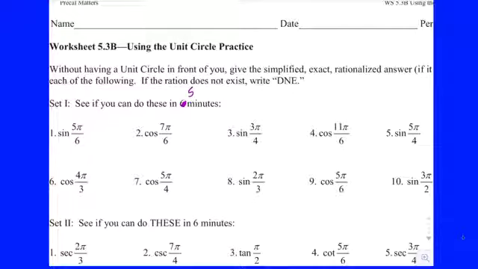Make sure you get the correct sign on your ratio, because if you have the wrong sign, then it's wrong, even if it's the right magnitude.